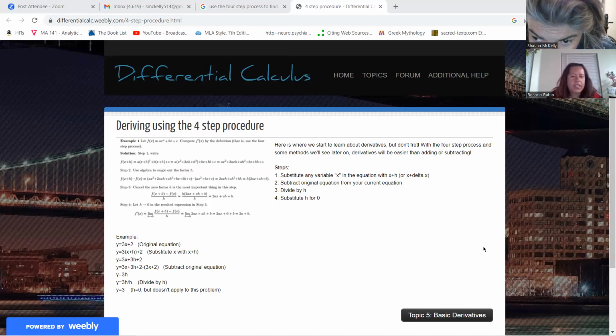Here's the step. So it says substitute any variable x with x plus h or x plus delta x. Subtract the original equation from your current equation, divide by h and substitute h for 0. Okay, so basically here's what it's saying. You've got your equation, you substitute it, you factor out, then once you get that equation, then you write them separately and divide by h, and then you simplify.